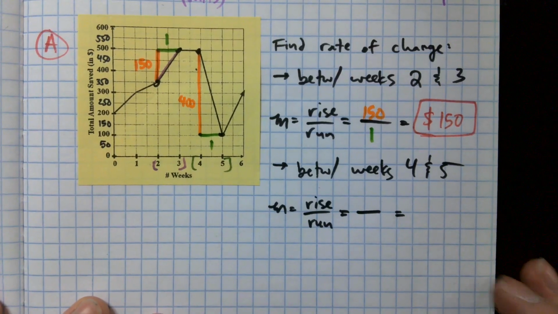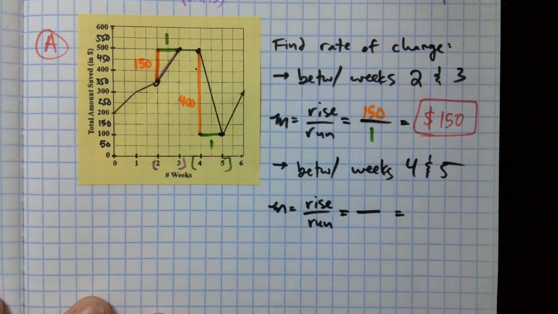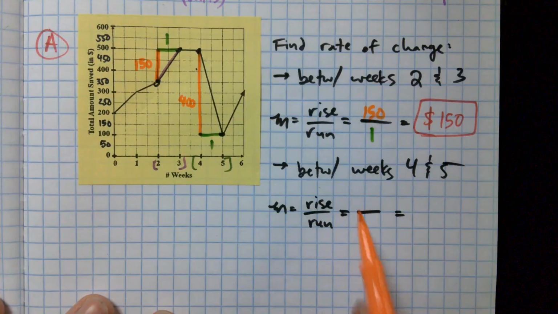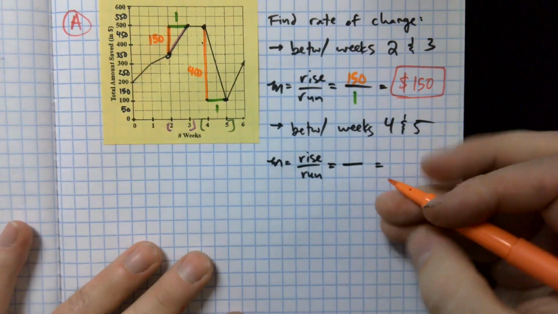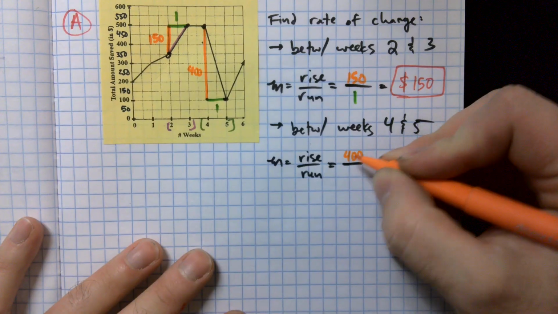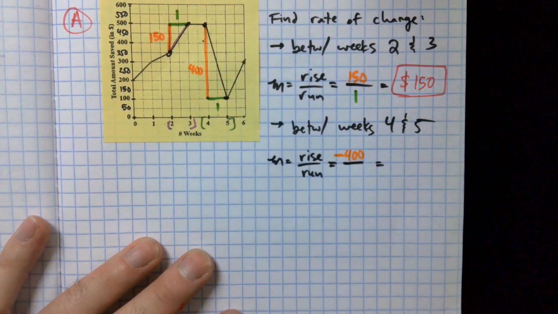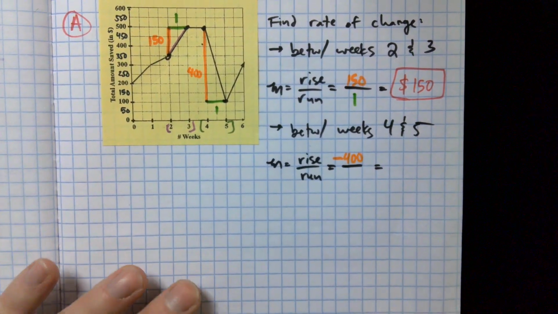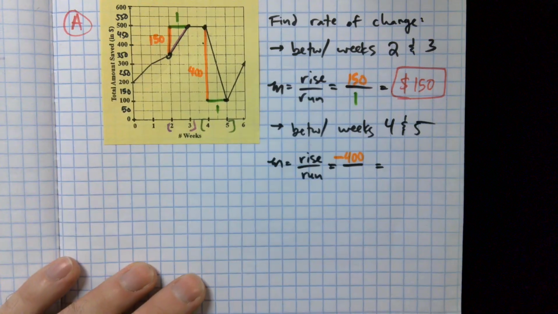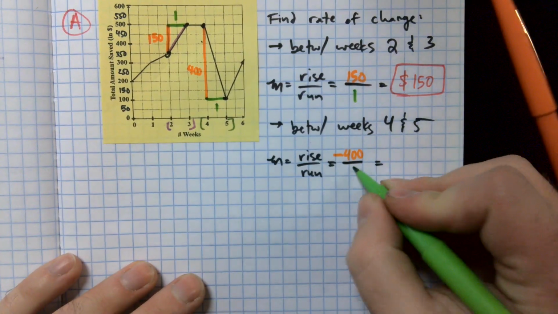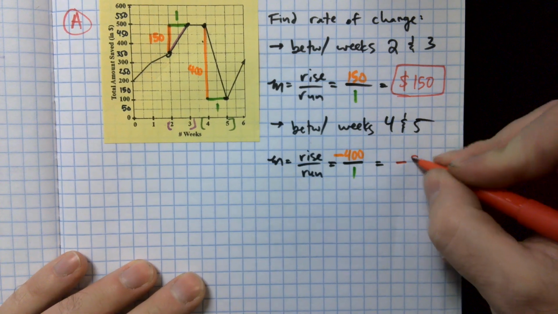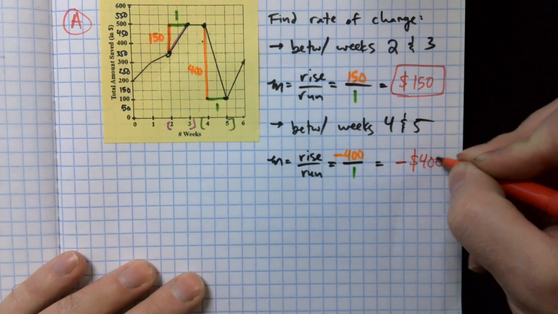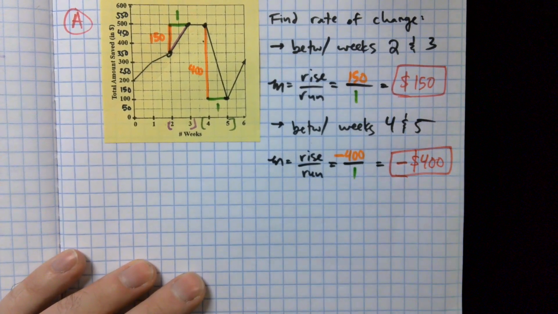Am I going too fast? Okay. What's my numerator going to be, my rise? 400? Negative 400. I rose down. What's my run? What's my denominator? Just 1. What's negative 400 over 1? Negative 400 what? Dollars.